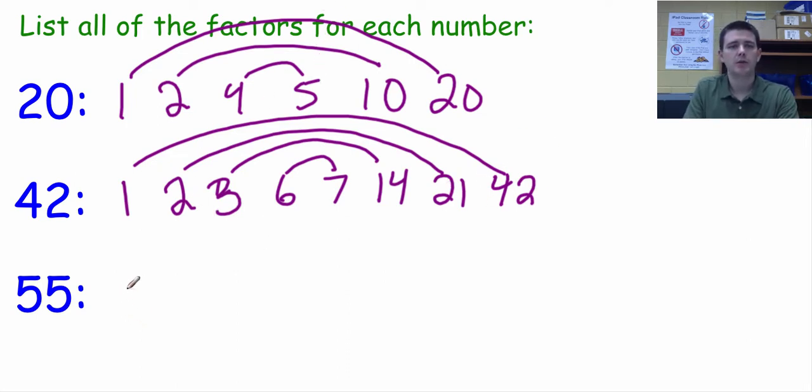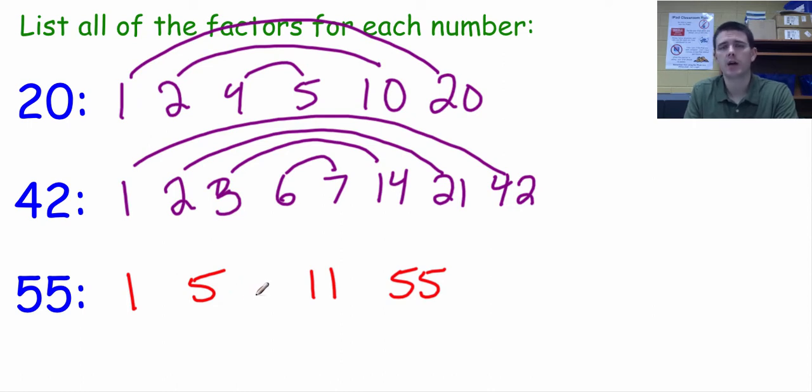Last one, 55. So I could do 1 and 55. I could do 5 and 11, but that's about it. In this case, there aren't many factors for 55. But it's really just thinking of what are all the different numbers I could multiply together to get my number, in this case 55.